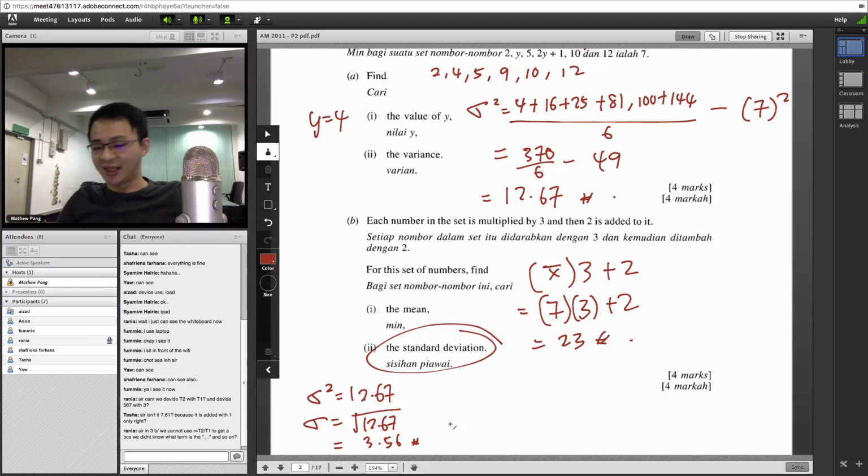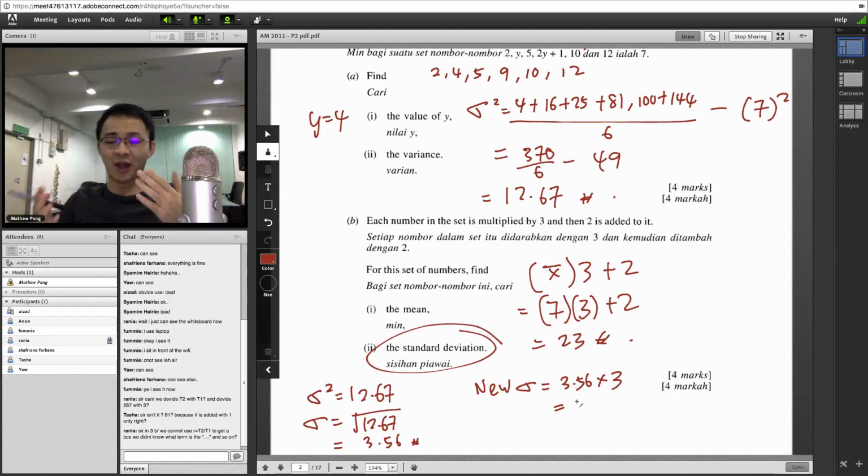However, the question asks you to find the new standard deviation, because the set of numbers is multiplied by 3 and then 2 is added. So for standard deviation and variance, you just care about multiply or divide. You just ignore whatever you have for plus or minus. So to get my new standard deviation, I will just use the old one, multiply by 3. That's all. For variance, you have to remember, you have to multiply by 3 squared. You cannot just multiply by 3. So 3.56 multiplied by 3, your new standard deviation basically is 10.68.